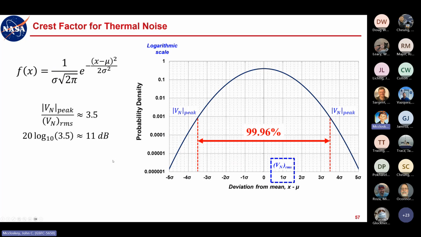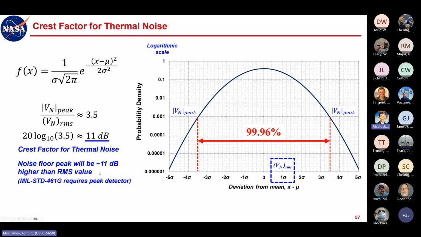Well, you convert that to dB, you get 11 dB. And 11 dB is what is touted as the crest factor for thermal noise. This is where that comes from. So what that means is that for the noise floor peak, like when you're setting your spectrum analyzer receiver for peak detection, like you are required to for MIL-STD-461G measurements, the noise floor is going to be 11 dB higher than the RMS value.